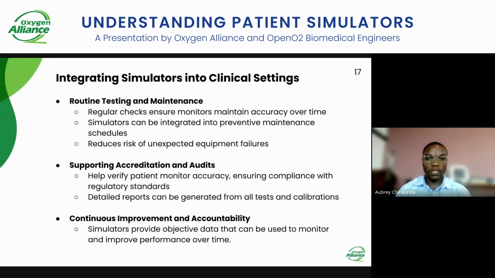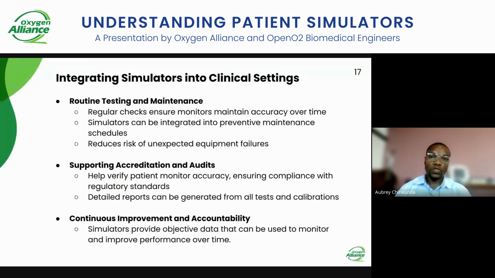So make sure you keep the detailed reports that can be generated from the tests, which can be used to support accreditation and audits. And also, since you'll be conducting routine testing and maintenance, every time you conduct a test, you're supposed to document it. When we're documenting, that means we're keeping data.